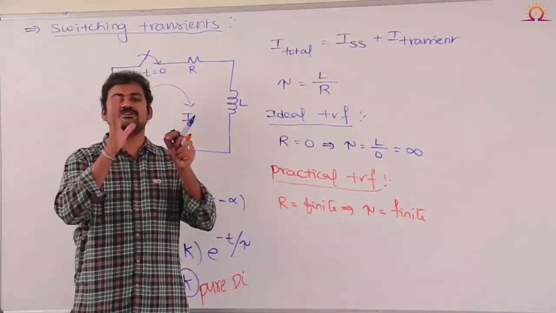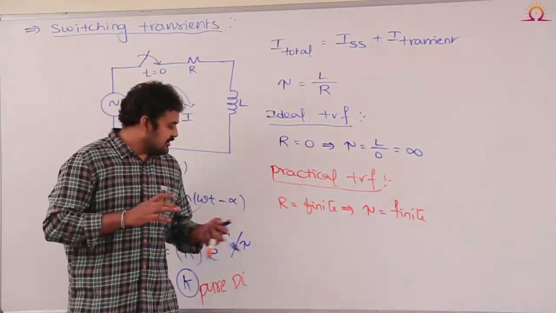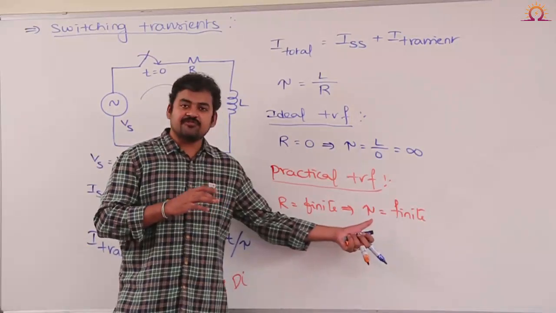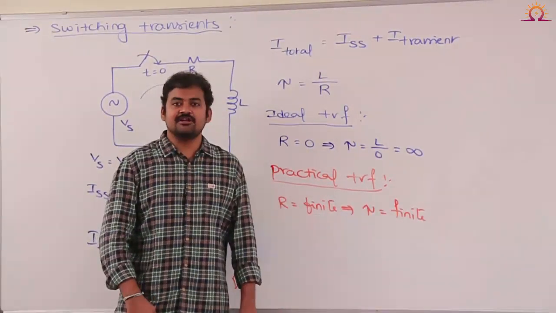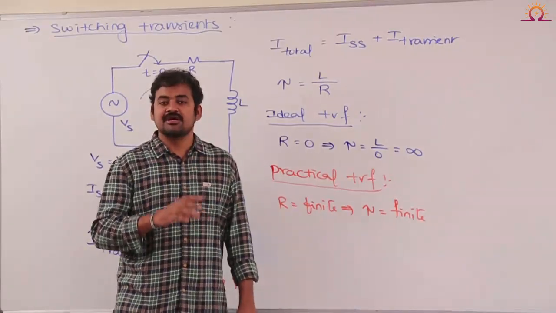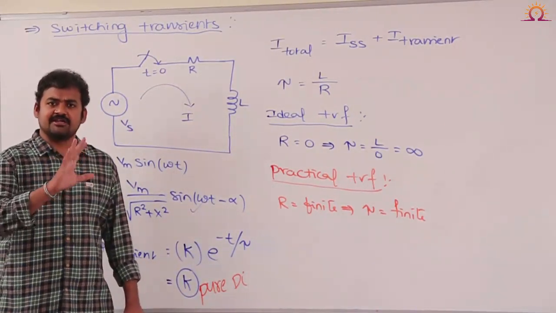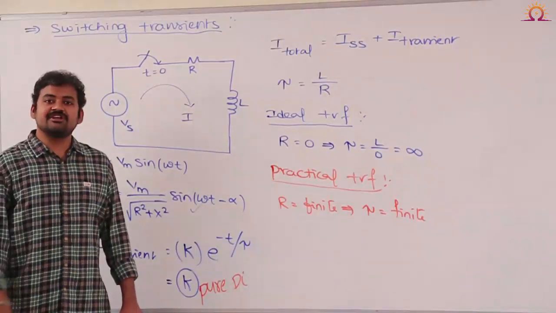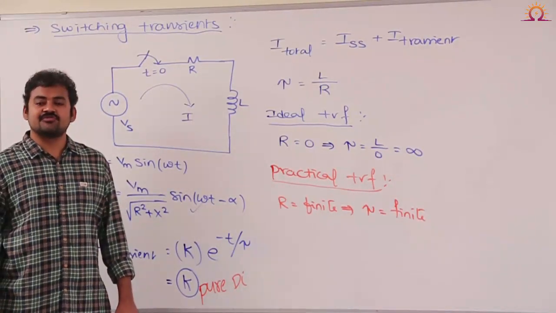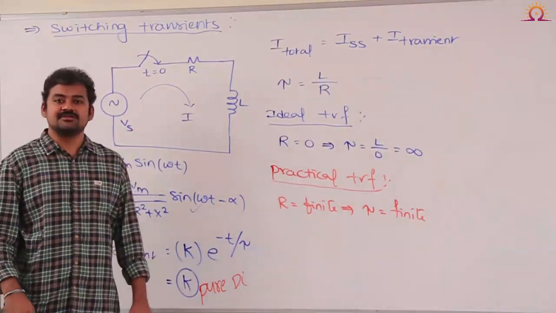That means it is also steady state, right or not? If it is a practical transformer, resistance is a finite value, therefore time constant is also finite value. So transient component will be available only for a short duration, that is 5 time constants, after which transient component will die out. And what is the shape of the transient component in a practical transformer? It is an exponentially decaying current component, isn't it?